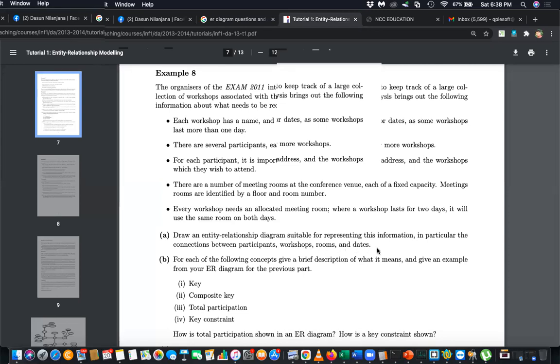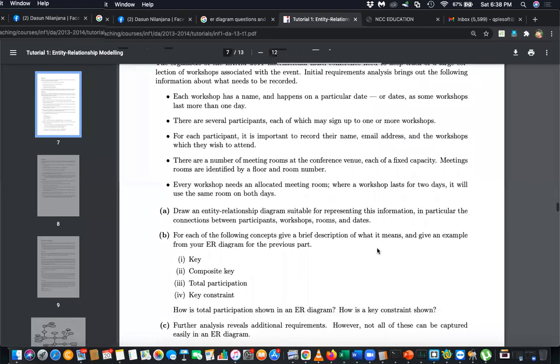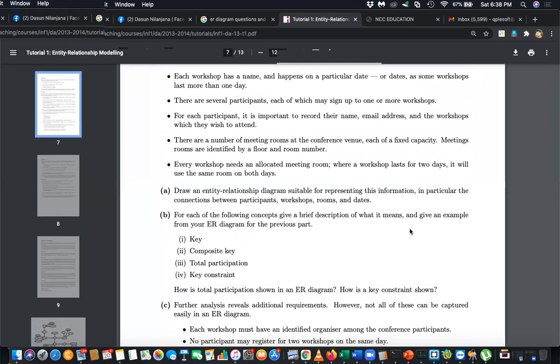So they have actually given all the entities: participants, workshops, rooms, and dates. For each of the following concepts, give a brief description of what it means: key, composite key, total participation, and key constraint. Let's keep that for the moment. Let's try to answer question A, part A.